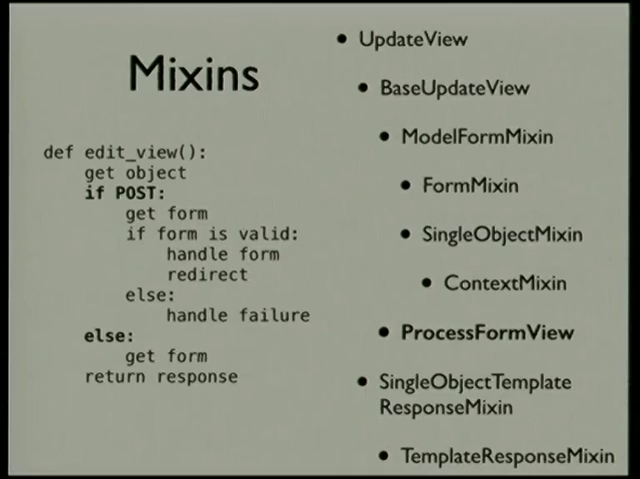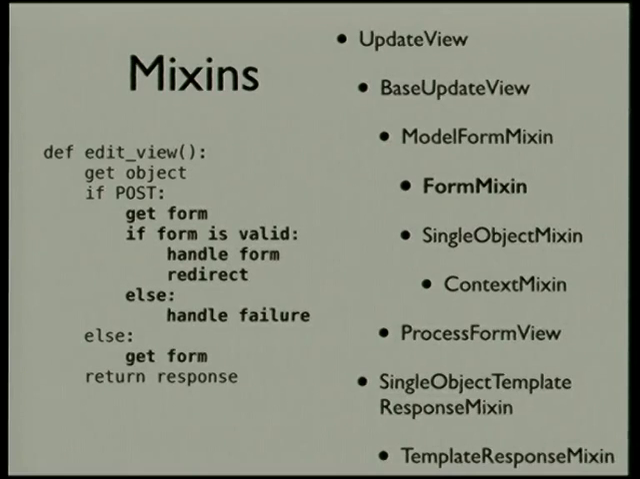We need to be able to say, okay, this is a view that's going to deal with gets, posts, and puts. So we have a process form view that knows how to do the basic logic around if I'm a post, do this, otherwise do this other thing. We have a single object template response mix-in.